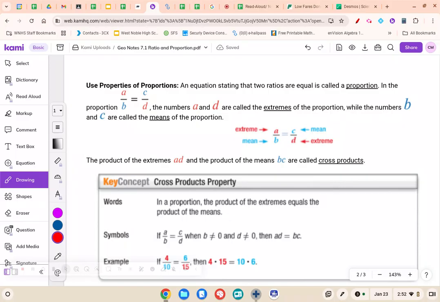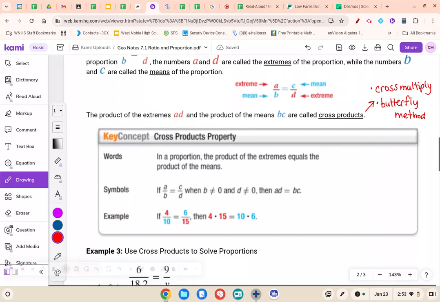The product of the extremes, A times D, and the product of the means, B times C, are called cross products. So, guys, you can think of these as you need to cross multiply. Or some teachers use the term butterfly method. I'll probably talk about both of them. I'll switch back and forth between them. They mean the same thing, okay?